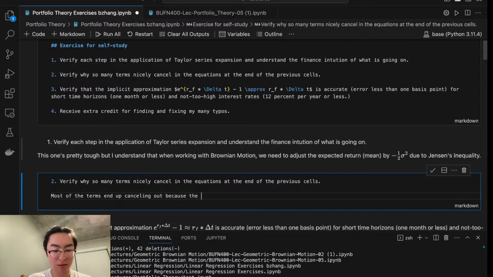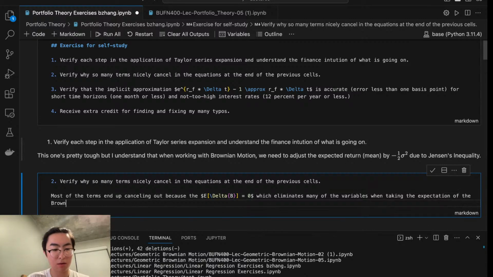The expectation of delta B is equal to 0, which eliminates many of the variables when canceling, when taking the expectation of the Brownian motion.